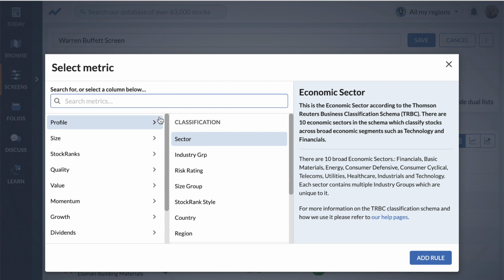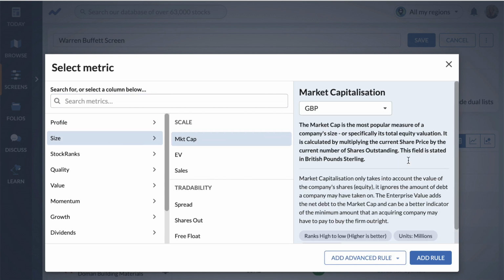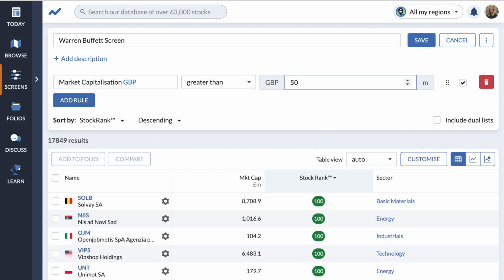These days, Buffett tends to pick larger stocks. His firm is so big that he has to. But private investors can benefit from their ability to invest in smaller companies. But I do want to remove the smallest and riskiest stocks in the market, so I'm going to screen for companies with a market capitalisation greater than £50 million.